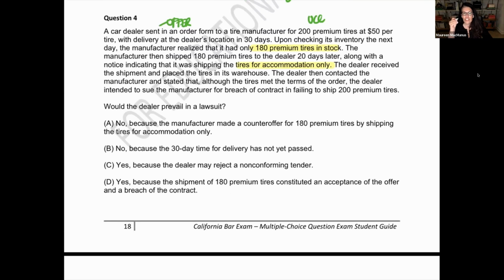The dealer received the shipment and placed the tires in his warehouse. So they accepted the counter offer. Contracts questions, you have to keep track of the questions as you go.